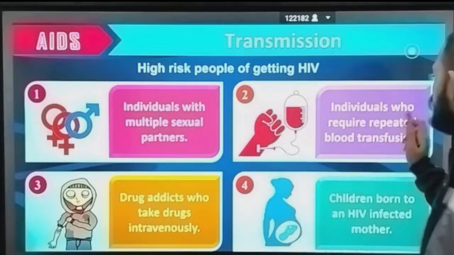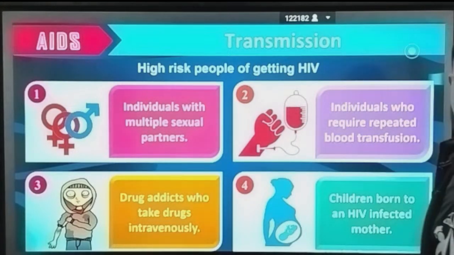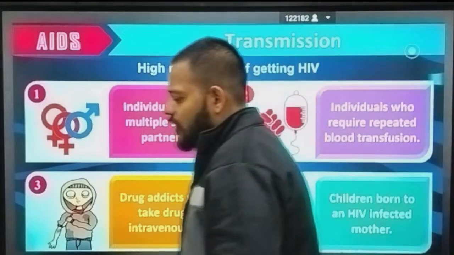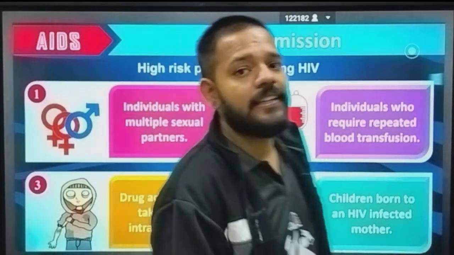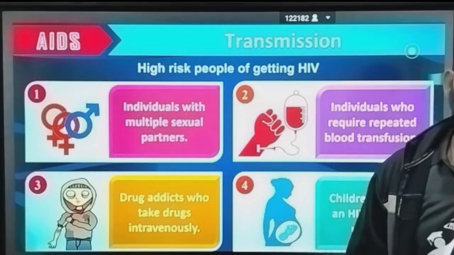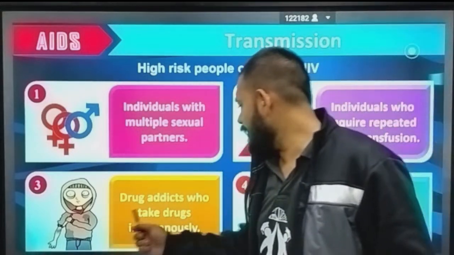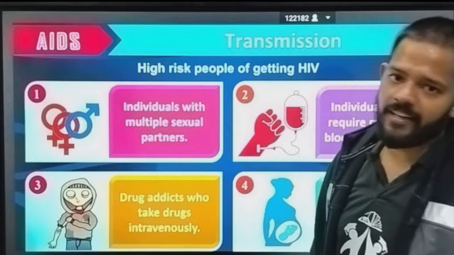Okay, second one, individuals who require repeated blood transfusion. If accidentally he or she gets transfused with infected blood, then the person gets infected with HIV. Okay, third one, drug addicts who take drugs intravenously.